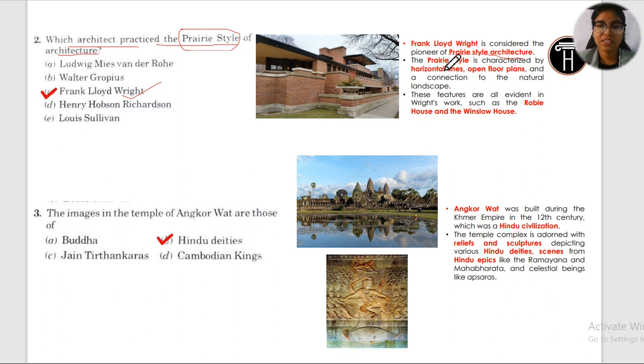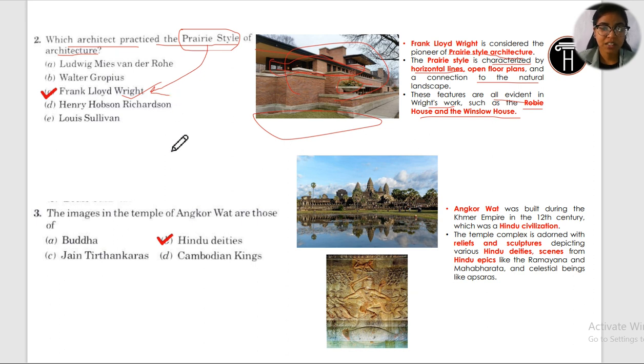So what exists in this style? The characteristics of this style are many horizontal lines, open floors as you can see, and connection to the natural landscape, the green area and the built up area. These features are all evident in Wright's works. Some examples of prairie style architecture you can see are Robie House and Winslow House. So the prairie style is of F.L. Wright.